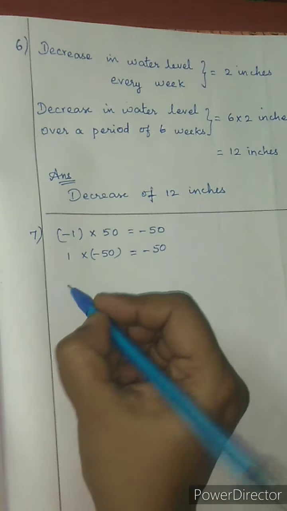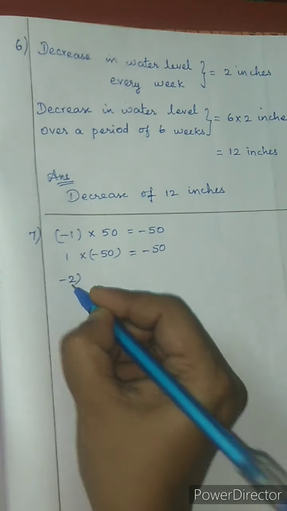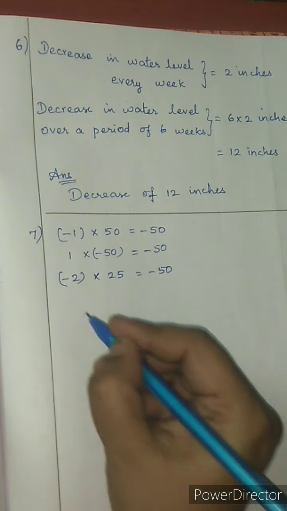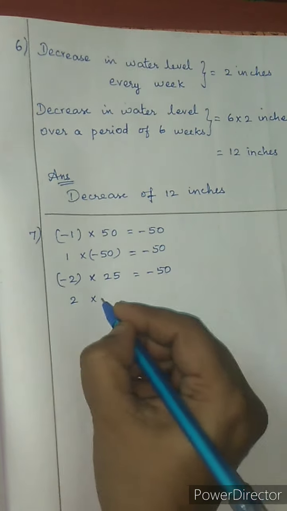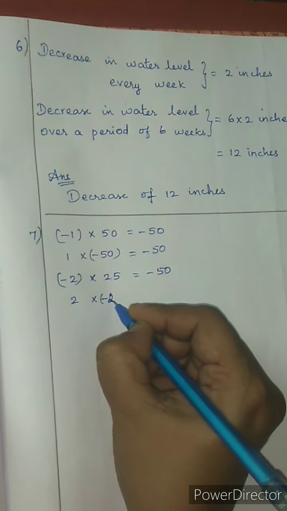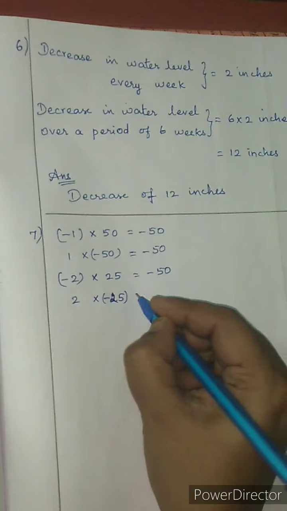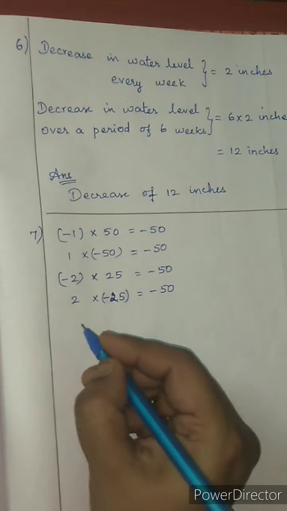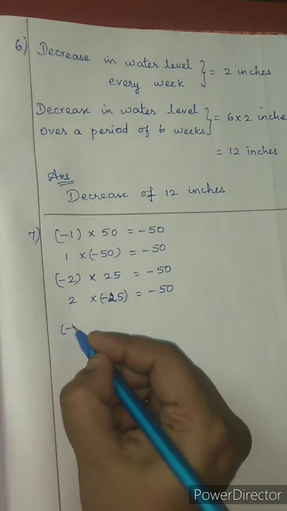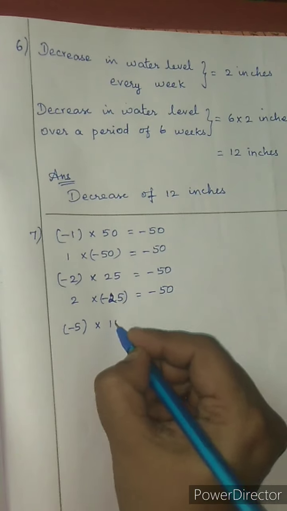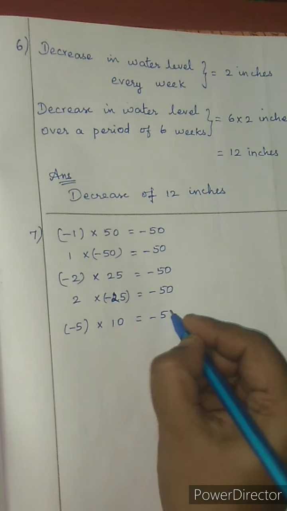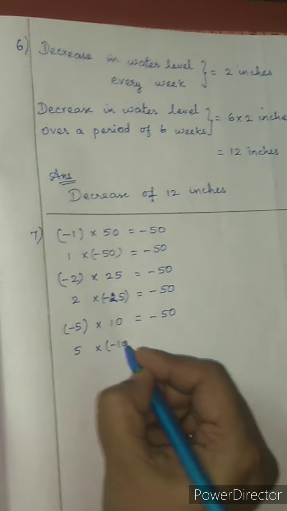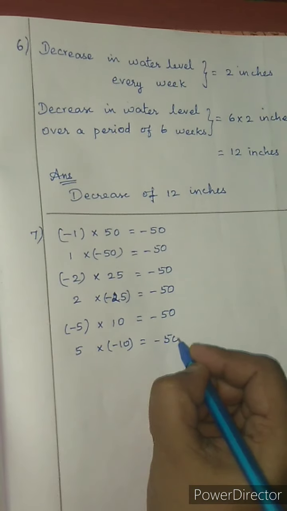Here 50 is divisible by 2, so let us write minus 2 into 25 is equal to minus 50. Same way, change the sign. 2 into minus 25 is equal to minus 50. And 50 is divisible by 5. So, minus 5 into 10 is equal to minus 50. Change the sign. 5 into minus 10 is equal to minus 50.